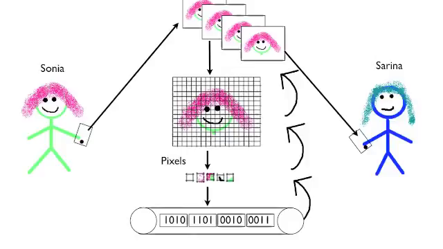Now what's also amazing is that while the video is going from Sonia's phone to Sarina's phone, at the very same time, Sarina's phone is taking her video and doing the exact same process, sending her video to Sonia's side.